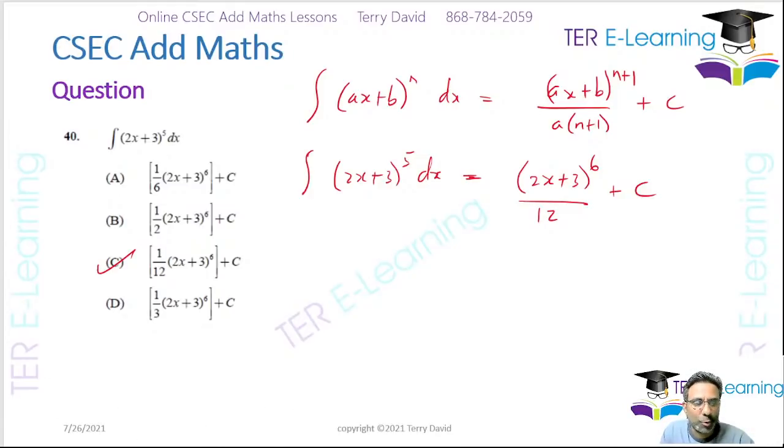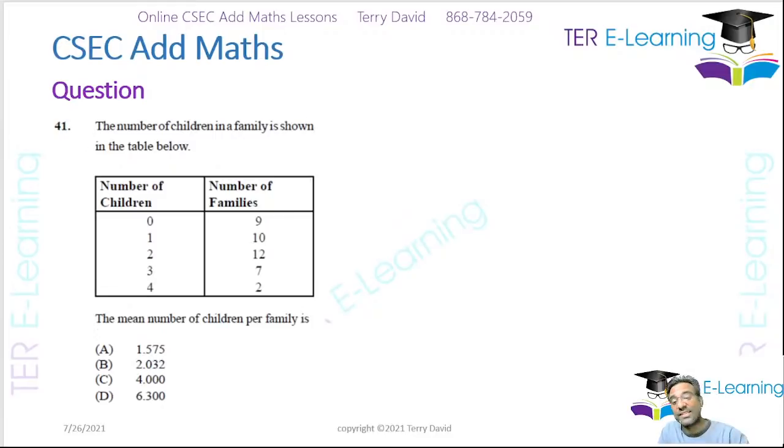So that's question 40, right? Now remember, you're getting a different paper tomorrow, right? So there will be some statistics questions. Now they have the number of children in a family shown, so number of children and number of families. So this represents my variable, number of children. This here represents my frequency. So what we need to do is work out our xf. So we need to say 9 by 0 is 0, 10 by 1 is 10, 12 by 2 is 24, 7 3s are 21, and 2 4s are 8.